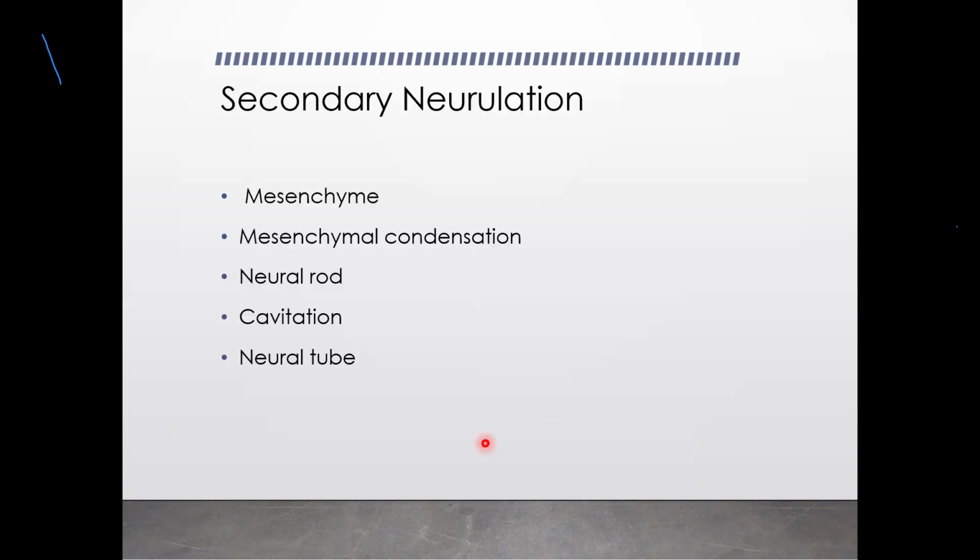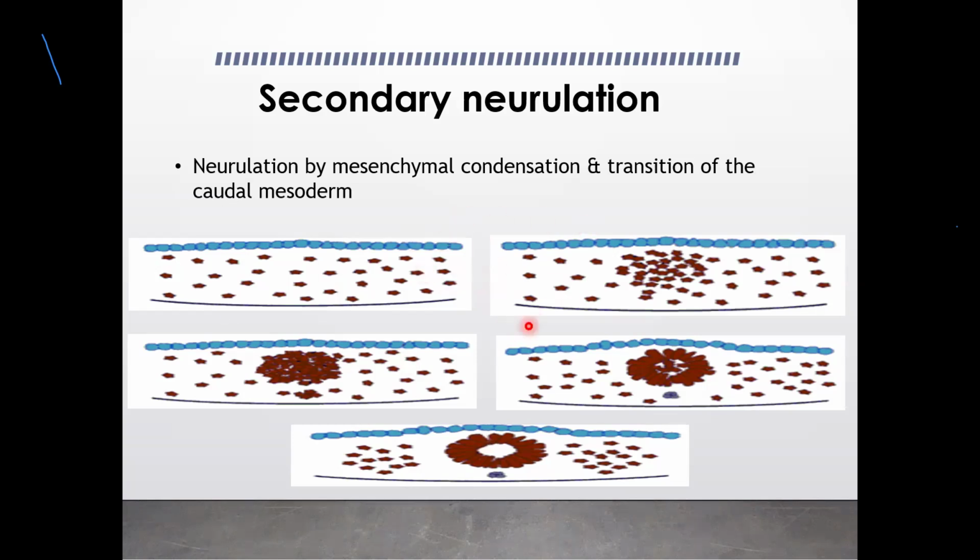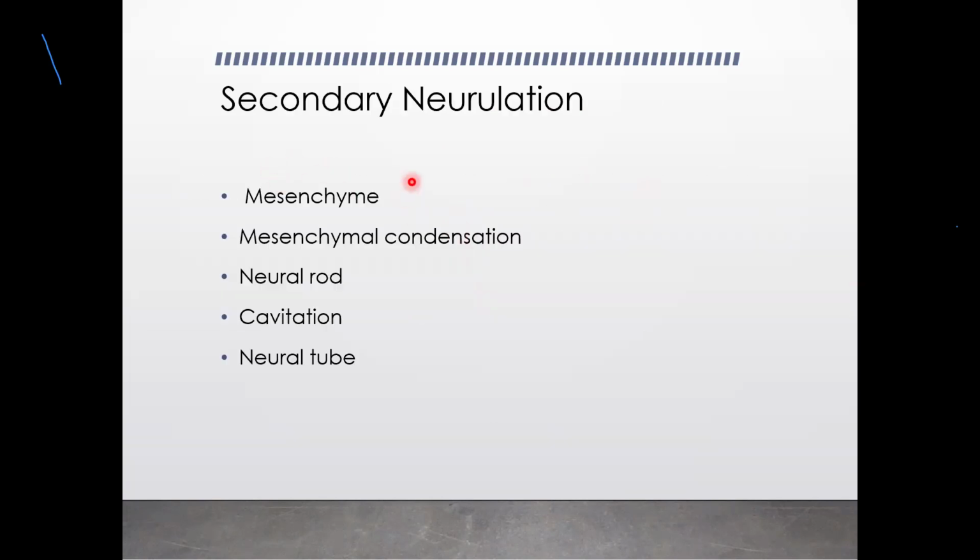So maybe that's a sample way for you to know the differences. First of all, you need to appreciate and know how to draw secondary neurulation, how it comes across. That's just a simple and simplified way to write your essay regarding secondary neurulation. So first of all, you have mesoderm. The differentiated cells of the mesoderm are known as mesenchyme. Then these mesenchymal cells undergo condensation to give you the neural rod or the medullary rod.